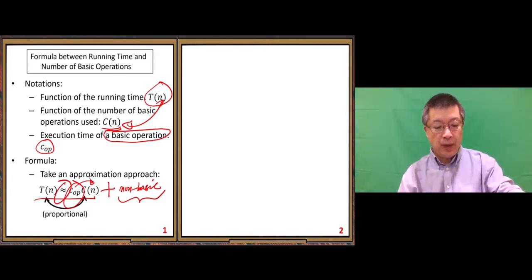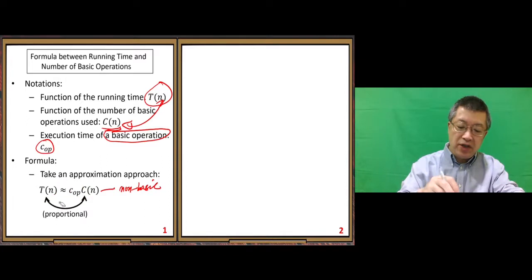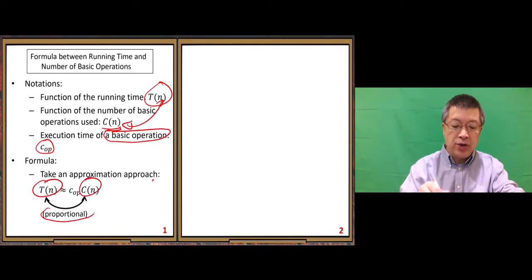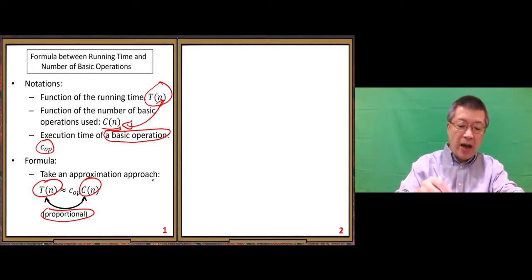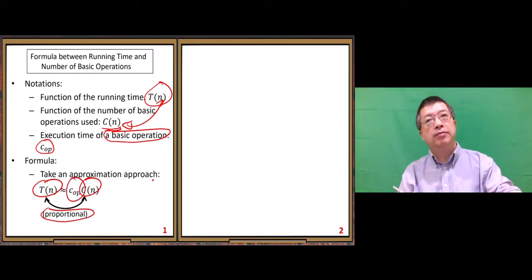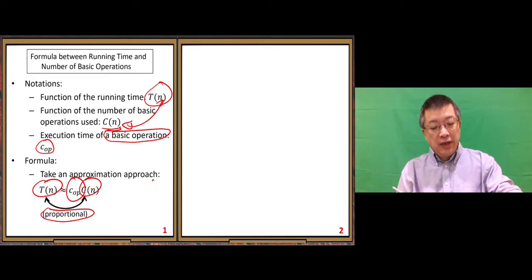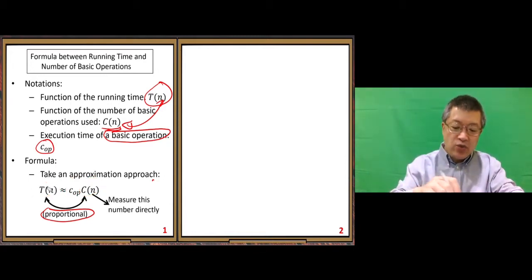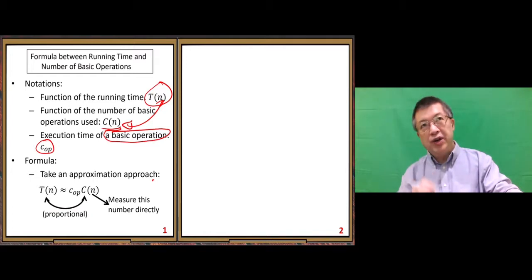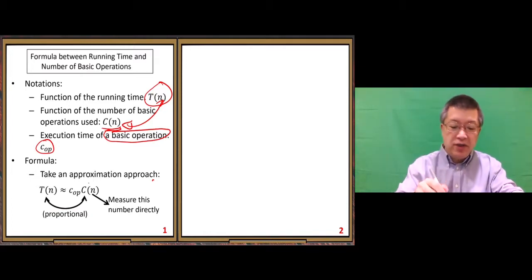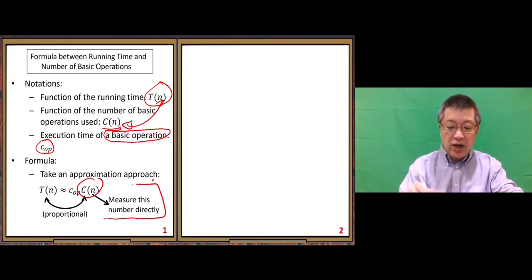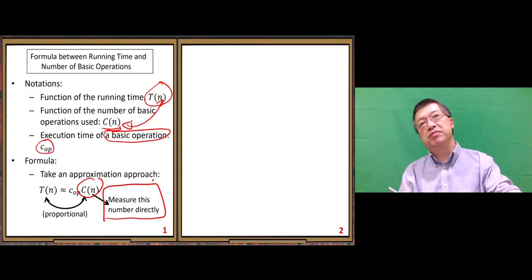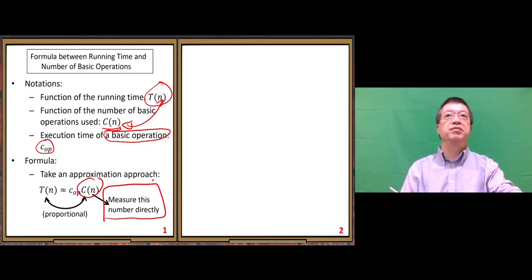All right. Then from this formula, you can see the relationship between these two numbers: proportional. That relationship is proportional by a constant number. Then, after we see this relationship, we can measure running time indirectly using this C function. So that's the counting number we can use for basic operations.